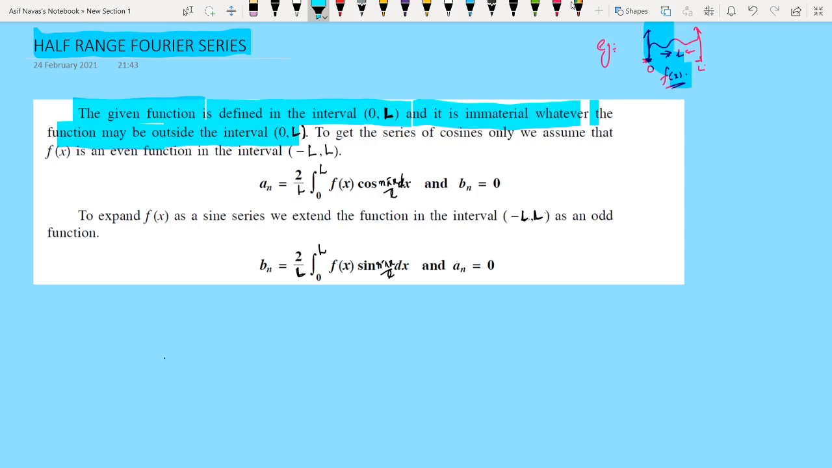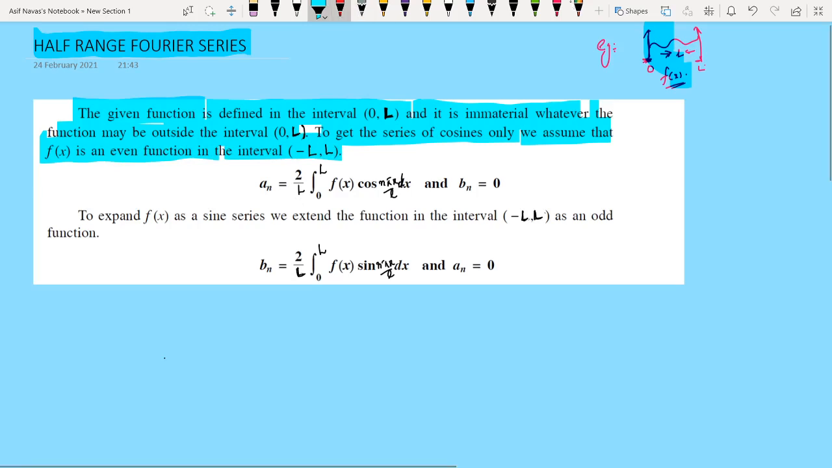Okay, so in the interval 0 to L, to get a series of cosine only, we may assume that the function f of x is an even function in the interval minus L to L. That means whatever function is given on 0 to L, we will extend this f of x to minus L to L. If we want a series of cosine terms only, we know that the function must be even. So we will extend this function as an even function.